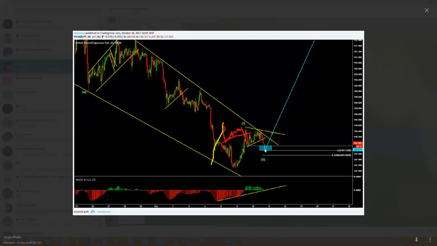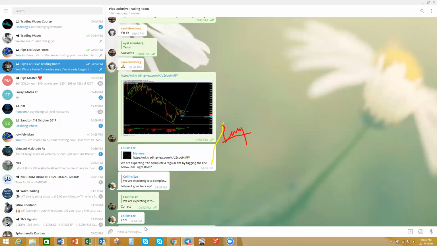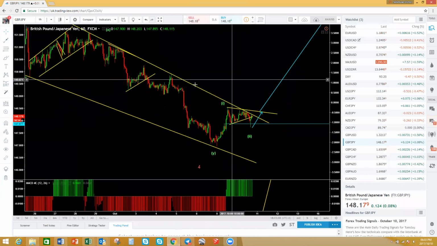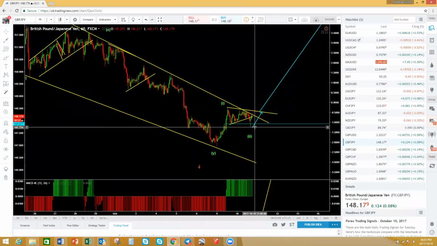So we don't panic because we know how patterns work. It comes down into the blue box, reverses exactly on the blue box. Just go back to the platform. And we clear. It's just that I've removed the blue box now. Can you see right here? This is what the blue box is.